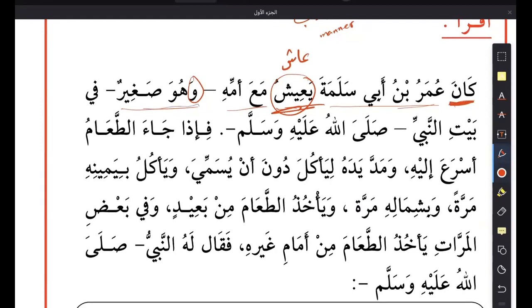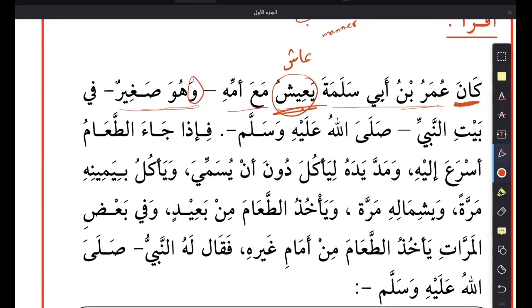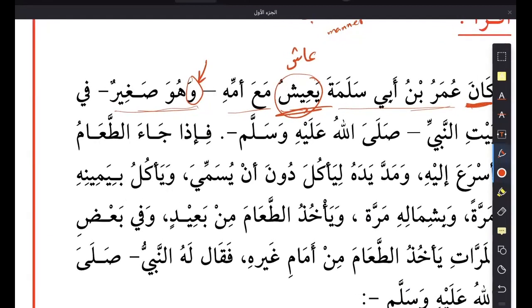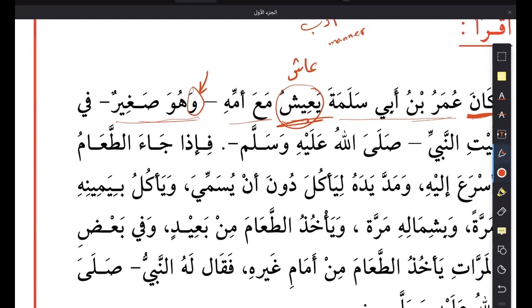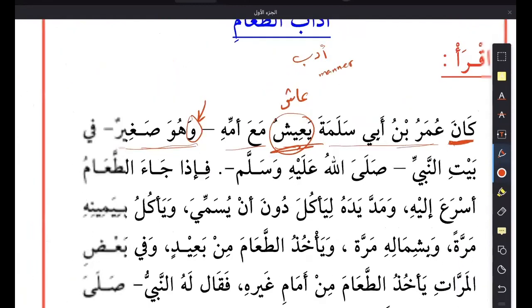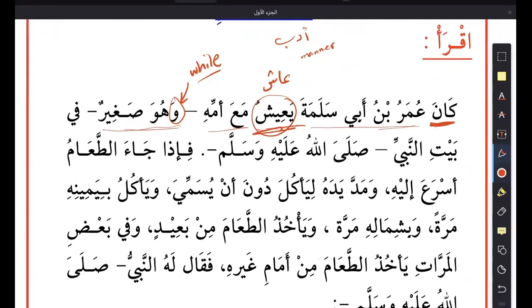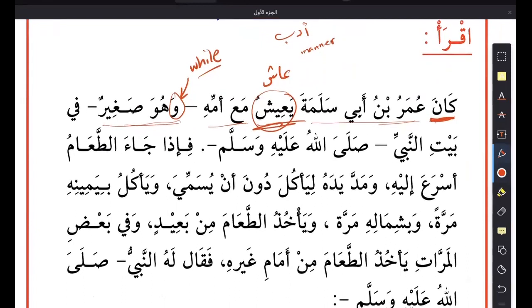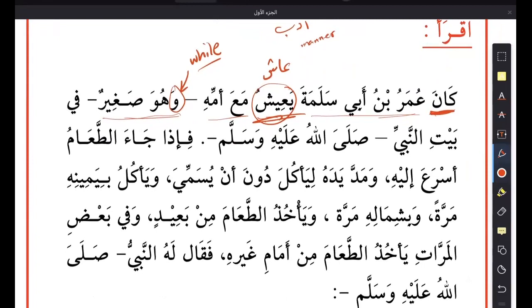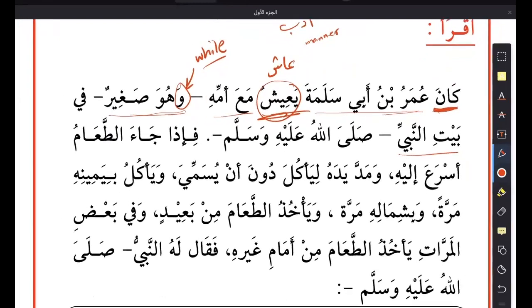If you translate "and he's small," you see that something is off. That is because this wow is not the "and" wow. This is called hal, and we have to translate it as "while." Inshallah we'll learn this later, but know that wow can mean "and" or "while." From the meaning, you know which one it is. While he was small, في بيت النبي, in the house of the Prophet sallallahu alaihi wasallam.